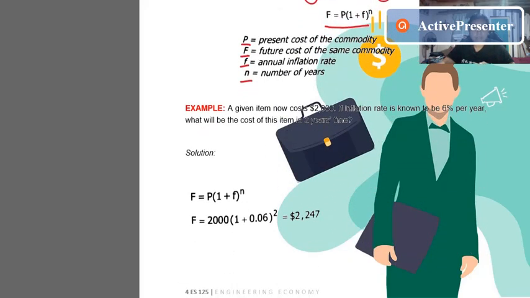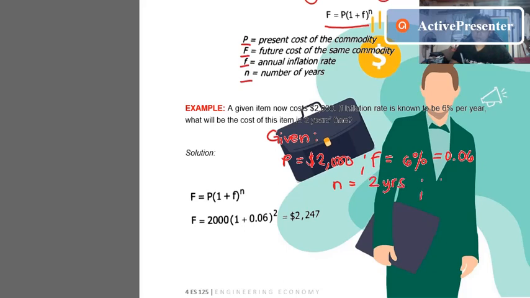A given item now costs 2,000 US dollars. If the inflation rate is known to be 6% per year, what will be the cost of this item in 2 years' time? So given all of that, in this problem we have P, which is 2,000, our f, the inflation rate, is 6% or 0.06, and our N is 2 years' time.